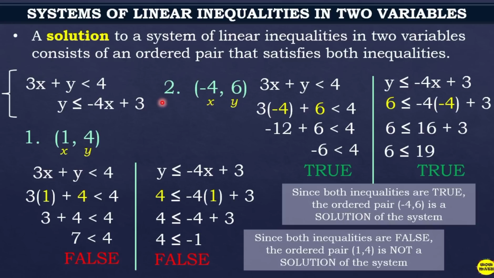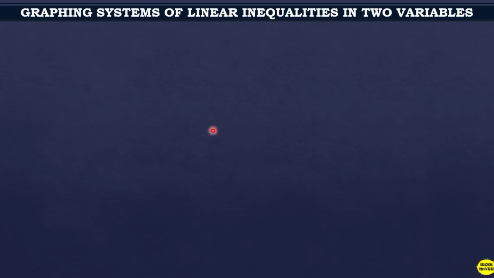Why? Kapag nag-graph tayo ng system, pag ginraph natin ito, makikita natin lahat ng solutions na magsasatisfy dito sa ating inequalities. So, kapag ganito, random ka lang nakukuha ng ordered pair, i-check mo, isosolve mo, hindi kagaya kapag nakagraph sila, makikita mo kagad kung solution siya or not. Okay, so let's proceed to the graphing of systems of linear inequalities in two variables.